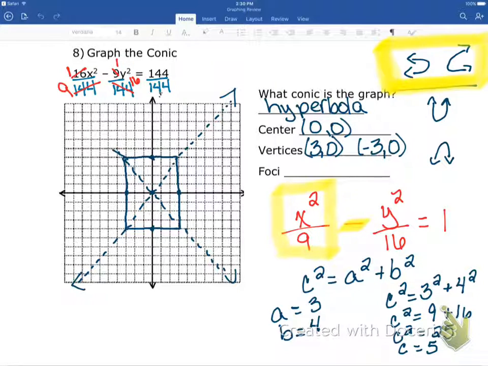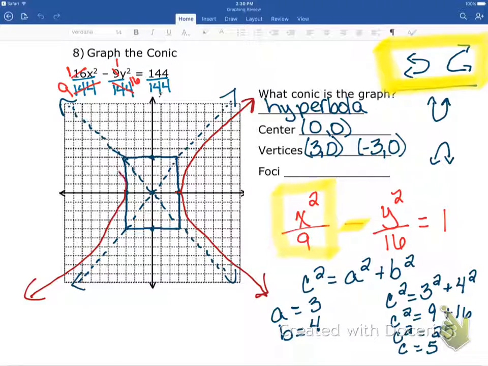And the asymptotes guide our graph. So I'm going to do the graph in a different color. Let's do red. And so our vertex is right here, and we go up to the asymptotes. So here is our hyperbola.